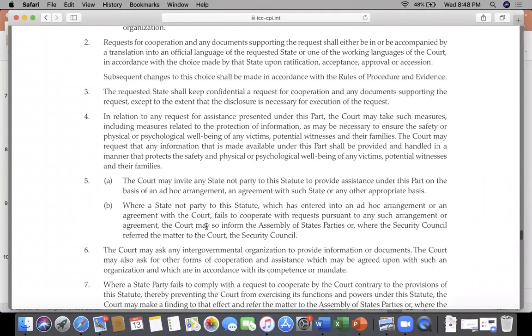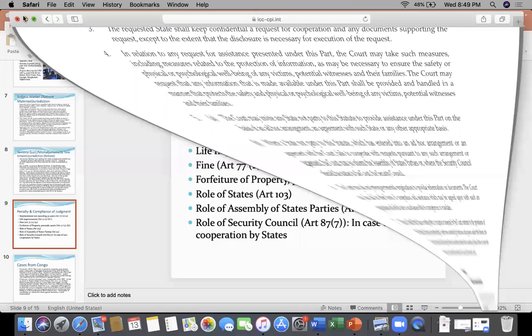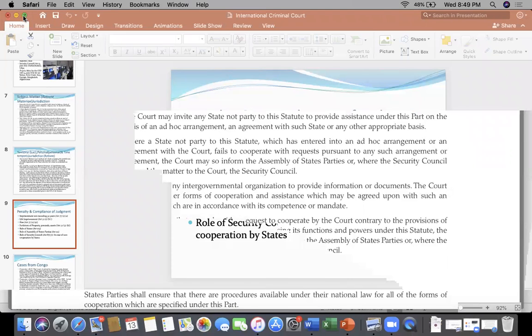See, this is Article 87, paragraph 7: where a state party fails to comply with a request to cooperate by the court contrary to the provisions of this statute, thereby preventing the court from exercising its functions and powers under this statute, the court may make a finding to that effect and refer the matter to the Assembly of States Parties, or, where the Security Council referred the matter to the court, to the Security Council. So you find that Article 87 talks about the role of the Security Council in case of non-cooperation by the states.